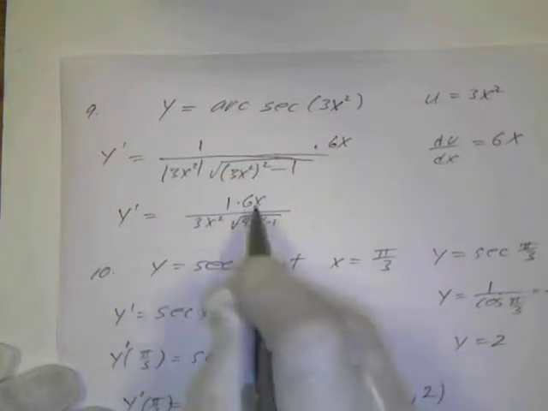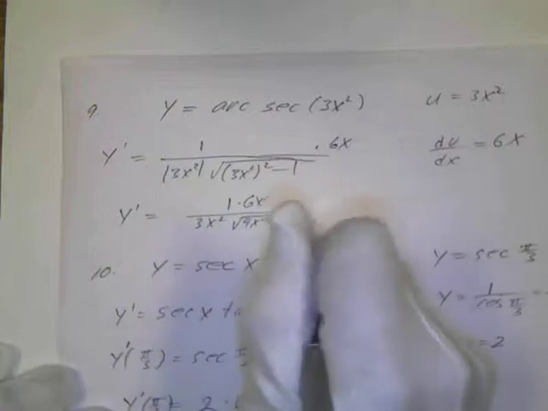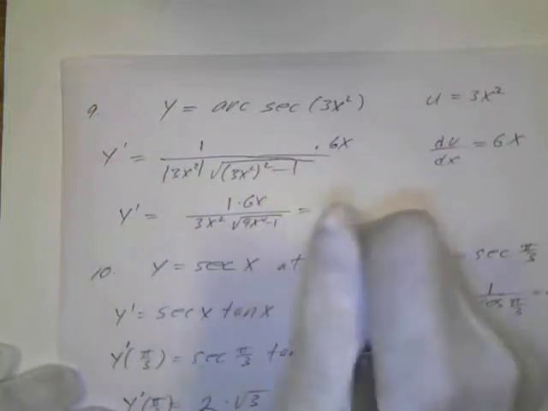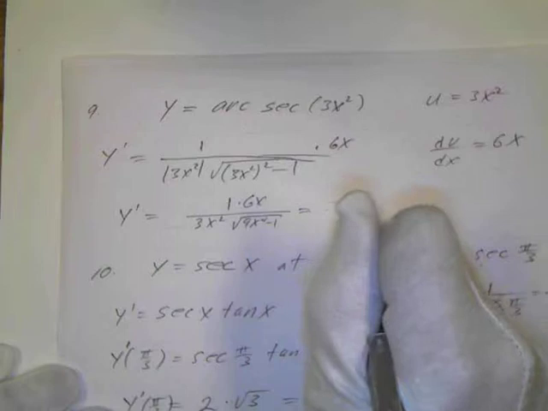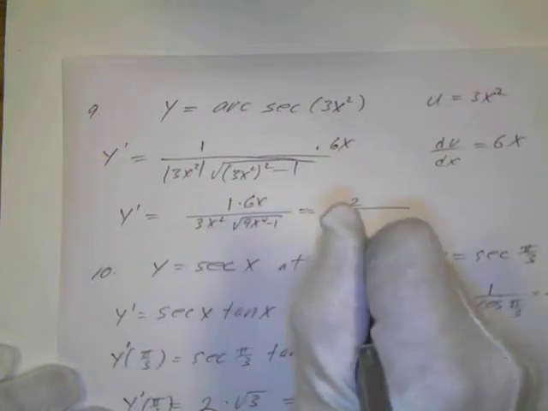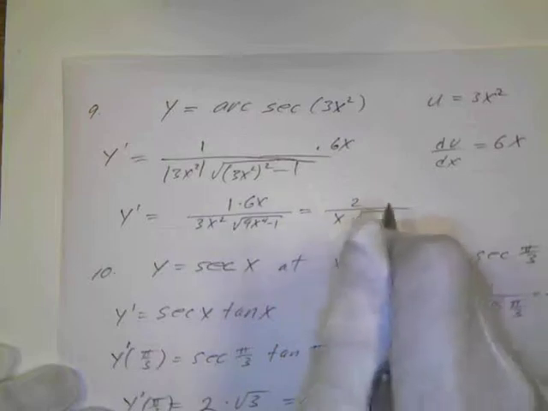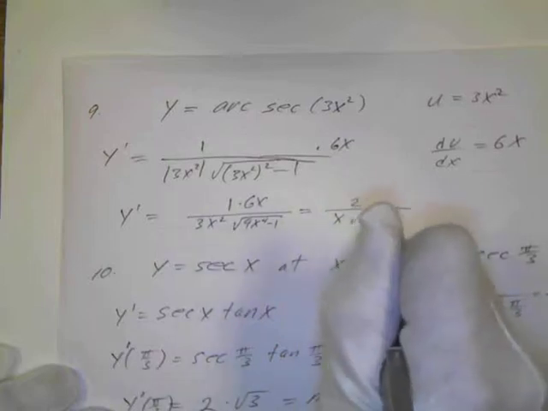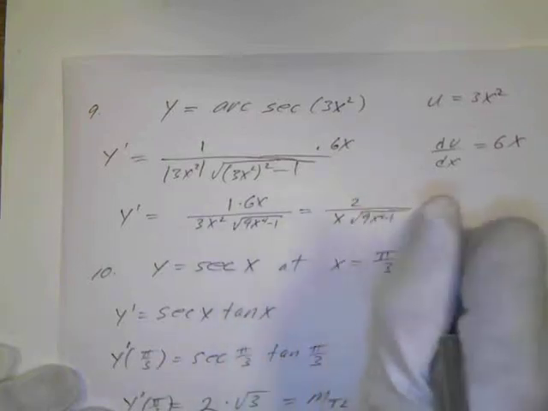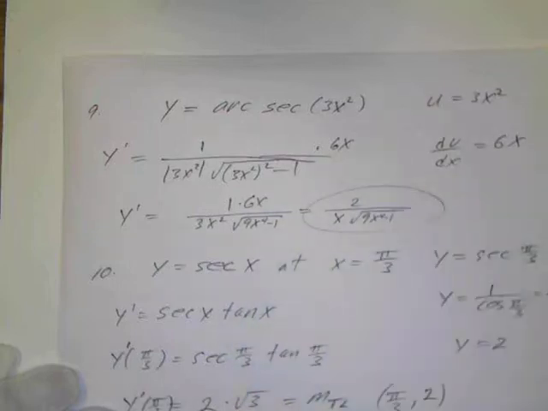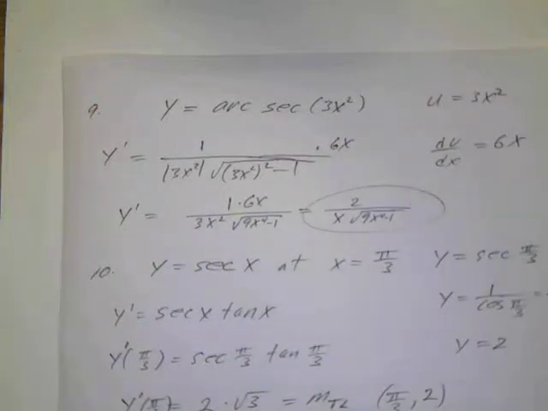But now I can simplify because 3 goes into 6 twice, and one of these x's will cancel, x over x. So we end up with 2 on the top. And on the bottom, I've got just 1x left in front of the square root of 9x to the 4th minus 1. So that would be your nice simplified answer right there. Okay, so that's number 9, arc secant. With a little simplification, the chain rule helps us simplify.